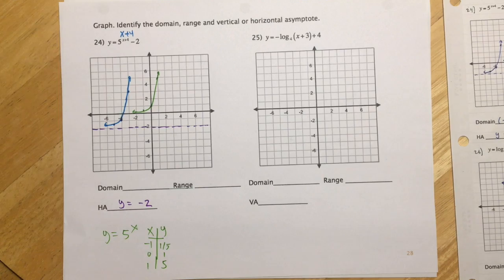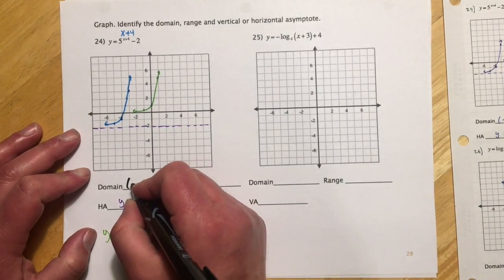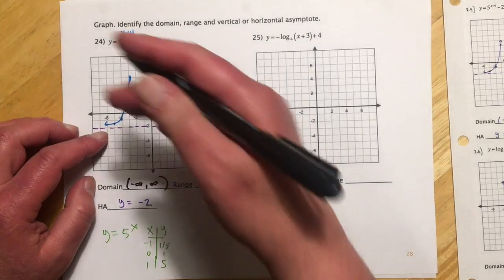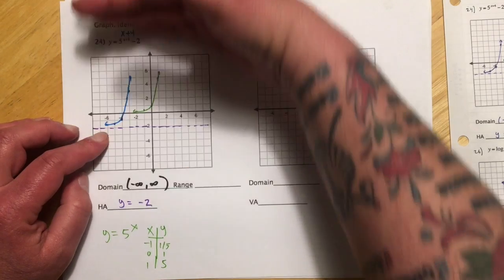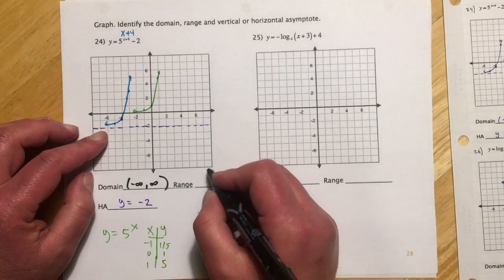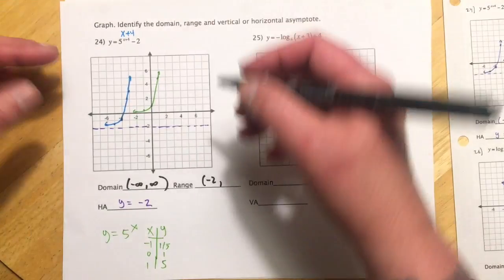And then domain and range. So domain for an exponential is all real. And then the range is going to be from wherever that asymptote is, either up or down to infinity, depending on the orientation of the graph. So for this one, it's going to be -2 and then up to infinity.